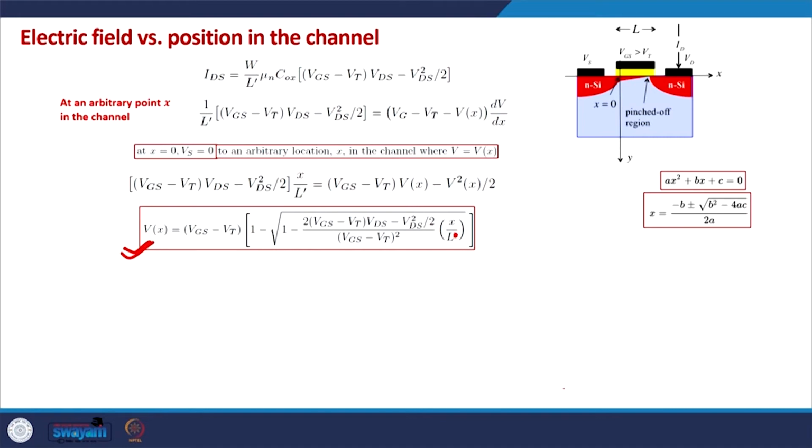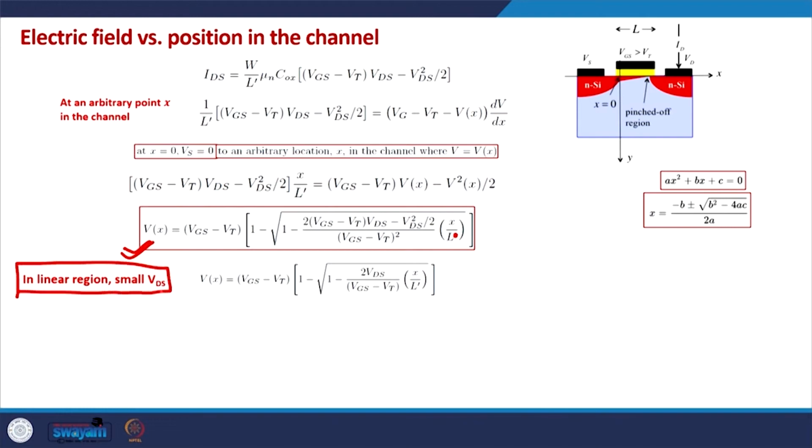This looks a bit complicated, but if we make proper approximations, for example if we analyze the linear region, when we apply a small VDS, please remember that the applied drain voltage is extremely small. In that case, VDS square will be even smaller, and this term can be ignored.